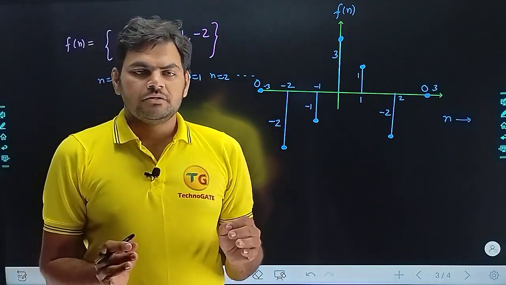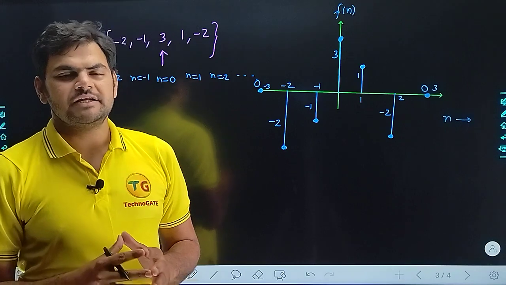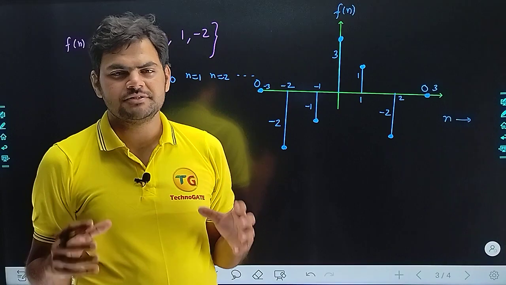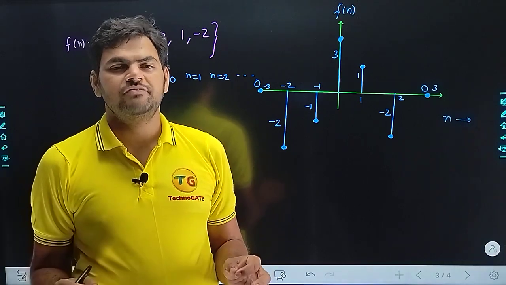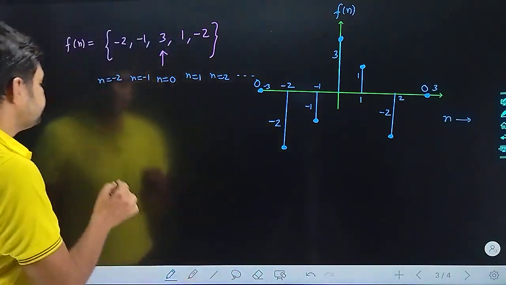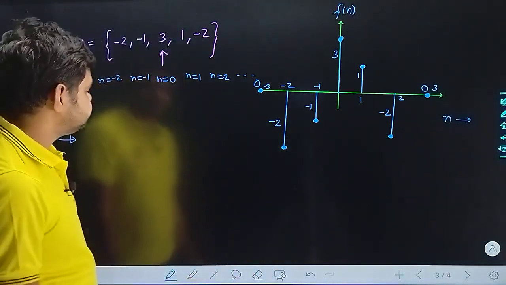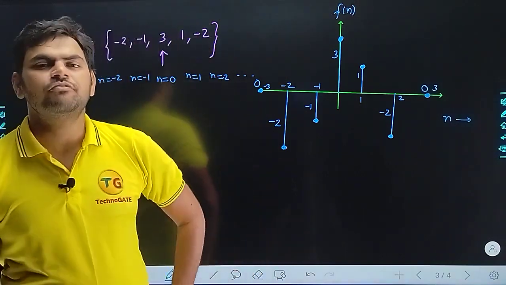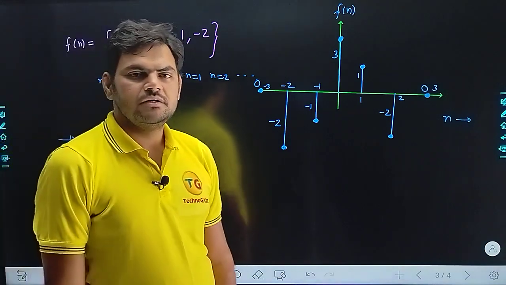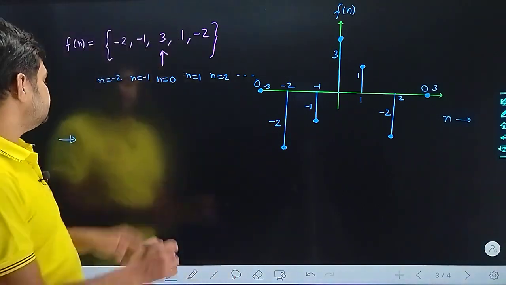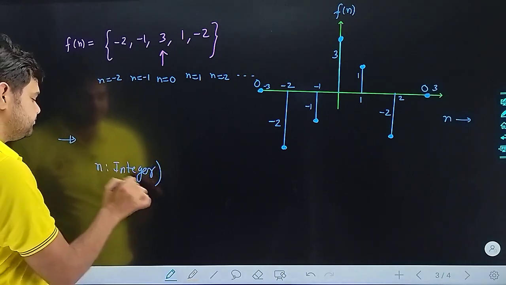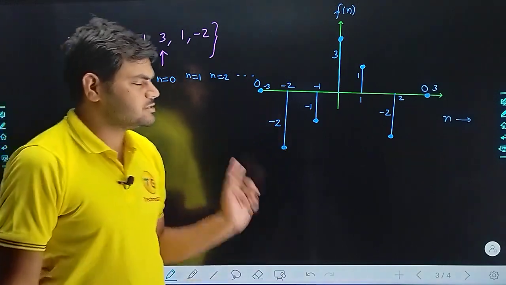Understood? So any discrete time signal is written as f of n. You must keep this in mind, that it is only defined for the integers, not defined for the non-integers. So let's write one point here. The discrete time signal f of n is defined only for integers, and it is not defined for non-integers. Here the n that we have taken is only the integer value. Understood? Now please note this discussion.